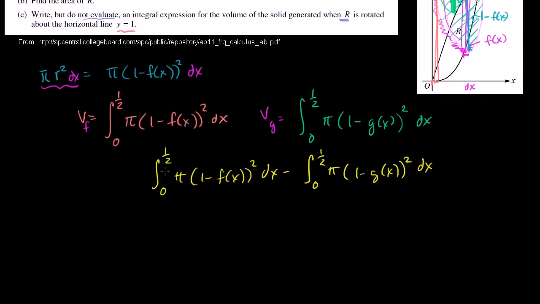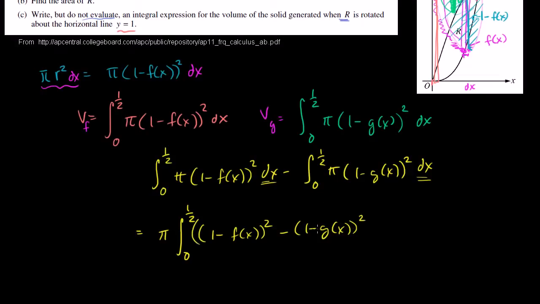We have the same bounds of integration. We have the same variable of integration. And actually, we have this pi over here, so we could factor that out. And so this is the same thing as pi times the integral from 0 to 1/2 of 1 minus f of x squared, minus 1 minus g of x squared. And then all of that dx.